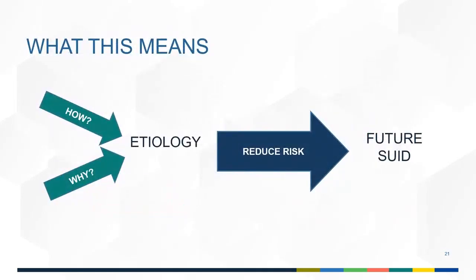So what's the significance of these findings? Explaining how and why SUID occur is critical to understanding the etiology and reducing the risk of future infant deaths. Unsafe sleep circumstances were common among SUID cases, but the data that were available to us could only explain why the death occurred in about 1 in 5 cases, so those that were classified as explained suffocation. Understanding the mechanisms that contribute to suffocation deaths and the frequency at which they occur is critical in forming effective prevention strategies as well.